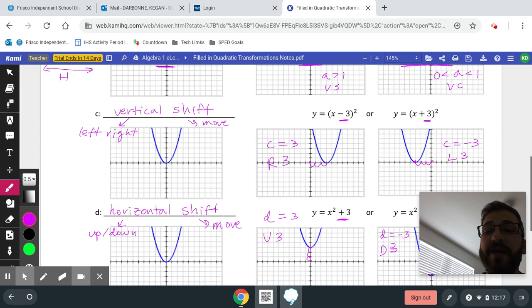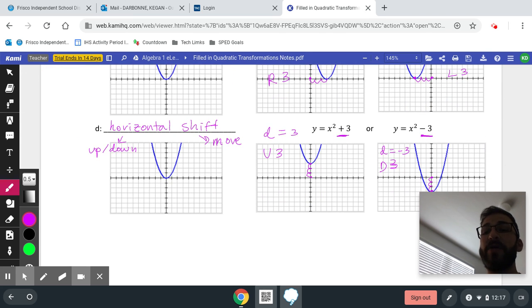Our vertical shift comes from our C value. It's inside the parentheses. You always need to remember to switch the sign. Positive C value means we move to the right. Negative C value means we move to the left. Then last but not least, D value, it's the one outside of the parentheses. It's our horizontal shift, which means up or down. Positive D, which we do not have to change the sign for this one, means up. And negative D means down. All right.